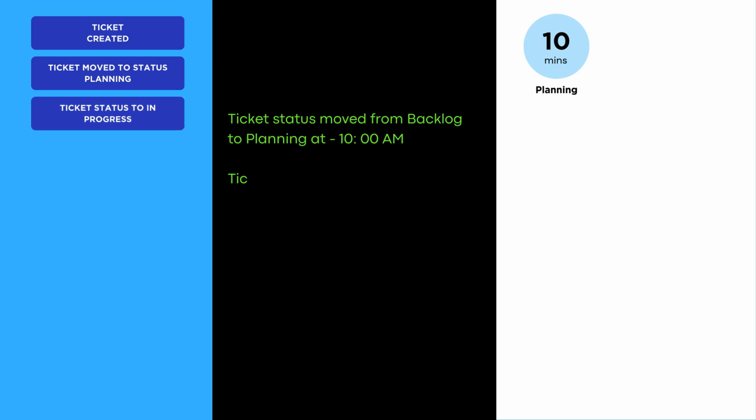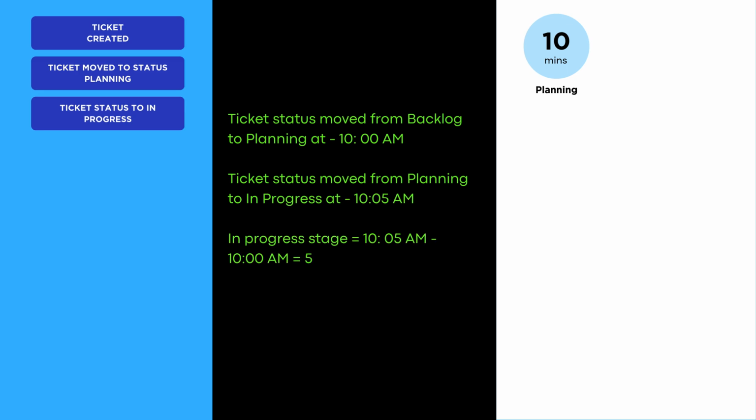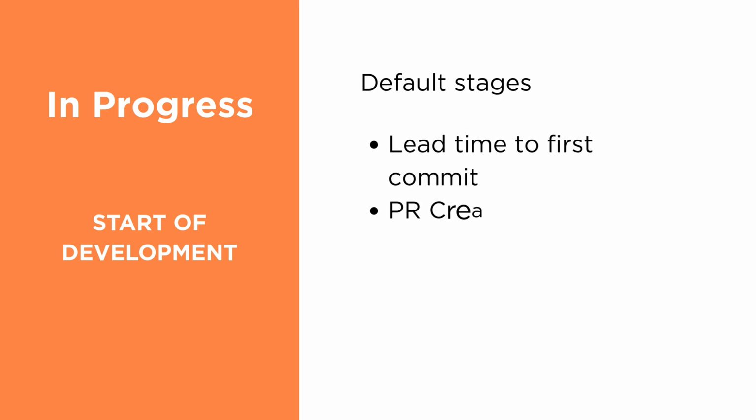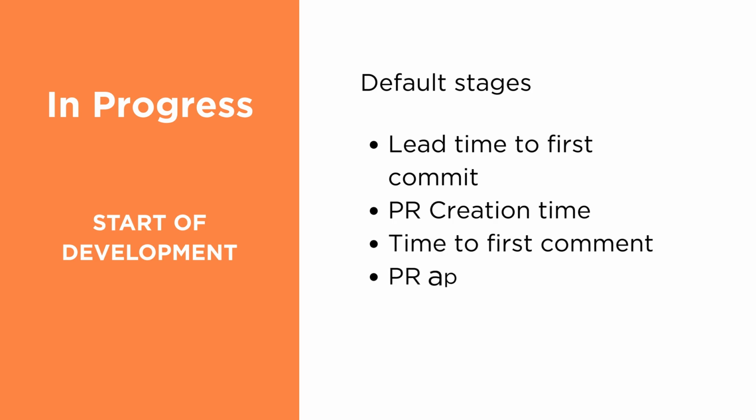Similarly, now when the Jira ticket is moved into the status in progress at 10:05 a.m., the lead time for the in progress stage becomes 5 minutes, as it took 5 minutes for the Jira ticket to transition between when it was put in planning and when it was moved into in progress status. Now, when the Jira ticket is moved to the in-progress status, it essentially means the change or issue is now taken up for development. By default, the lead time workflow has all the development stages configured, which include lead time to first commit, PR creation time, time to first comment, approval time, and merge time.